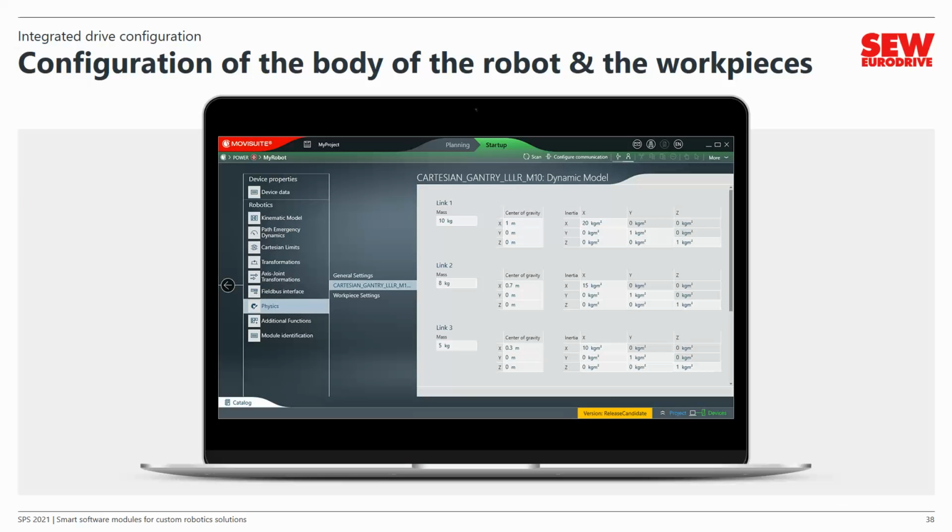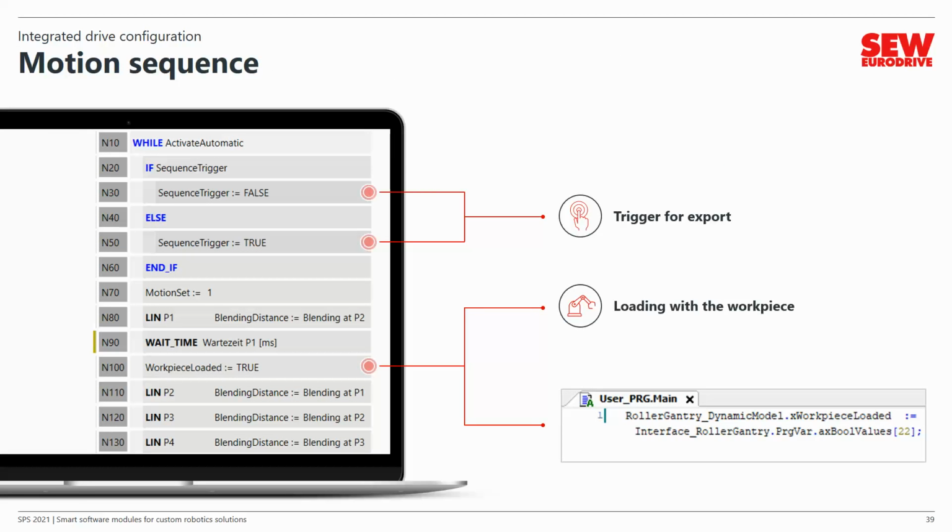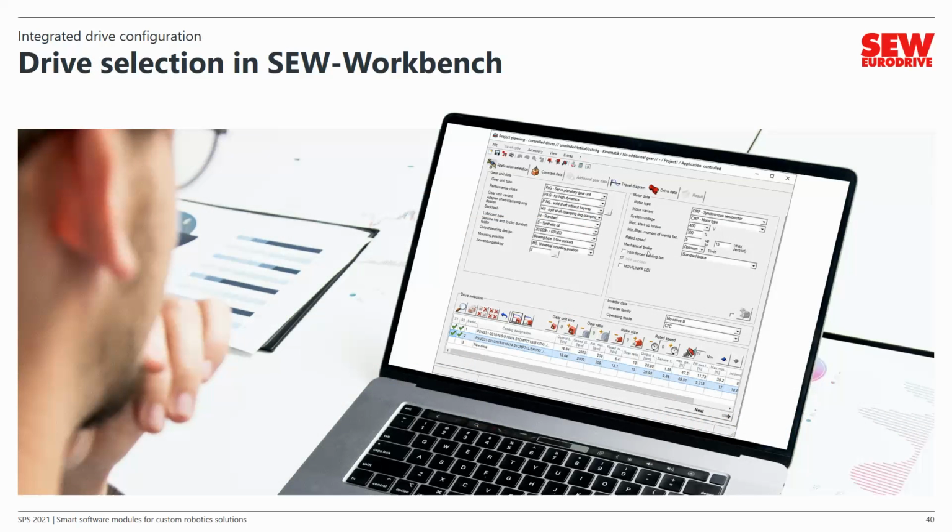Of course, the masses and mass moments of inertia of the moving bodies must be parameterized here. As a rule, these are available in the required format from the CAD program. Triggers are also set in the robot program to clearly identify the part of the motion that is to be analyzed. This results in torque curves that are used to select suitable motors and drives in the SEW workbench.